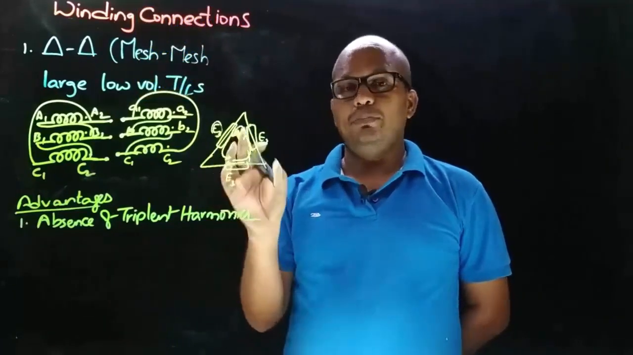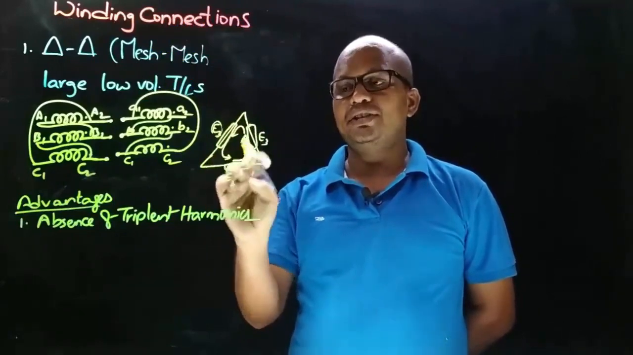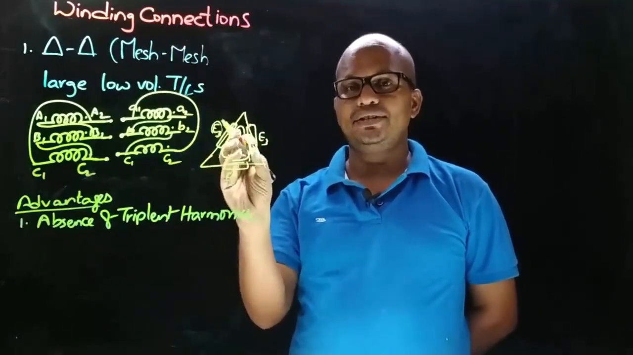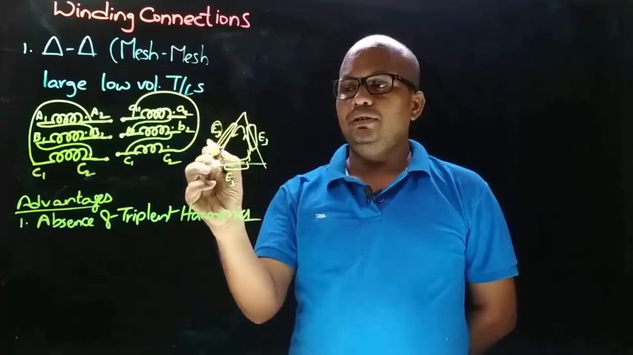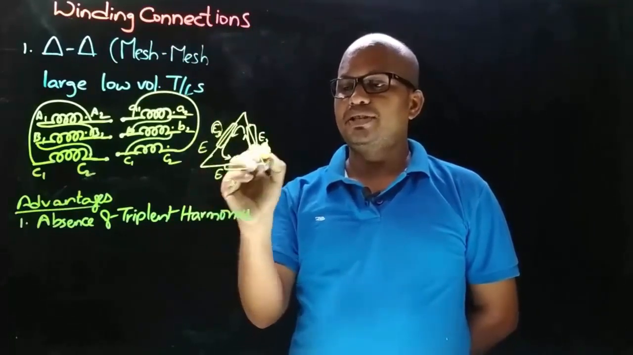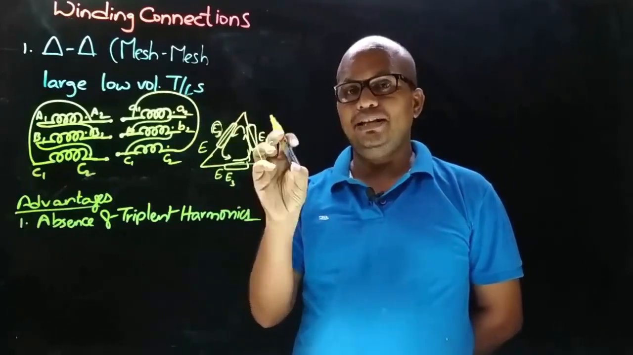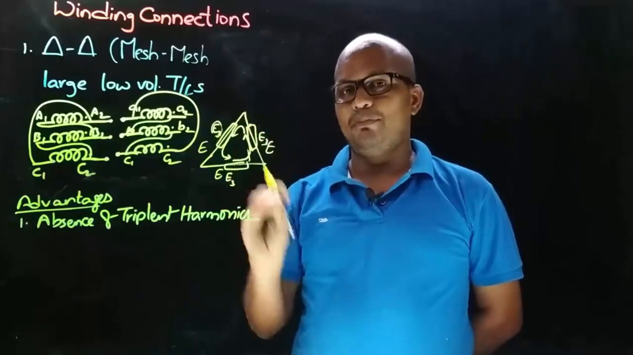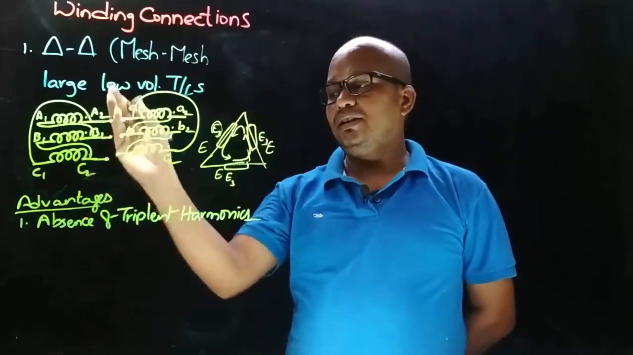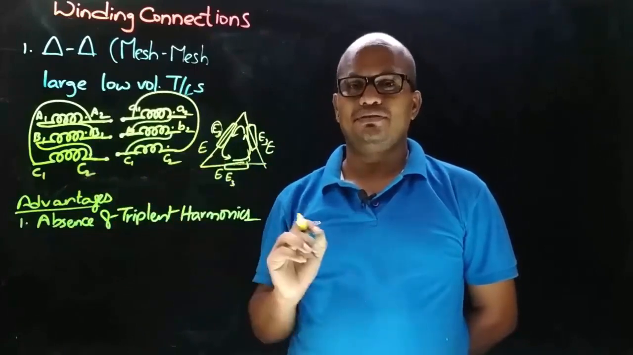Because the delta connection has a closed loop, the triplen harmonic currents will circulate in this loop and get diminished. So now there will be only the fundamental EMFs present in each phase, which means the output from the delta connection is always sinusoidal. This is the point that you must keep in mind. So in delta connection there will be absence of triplen harmonics.